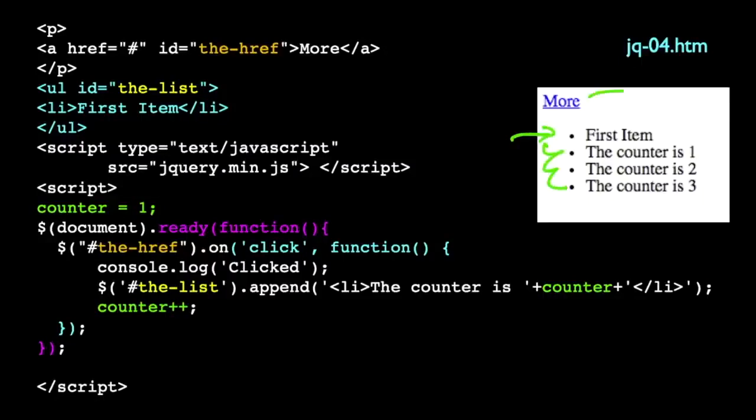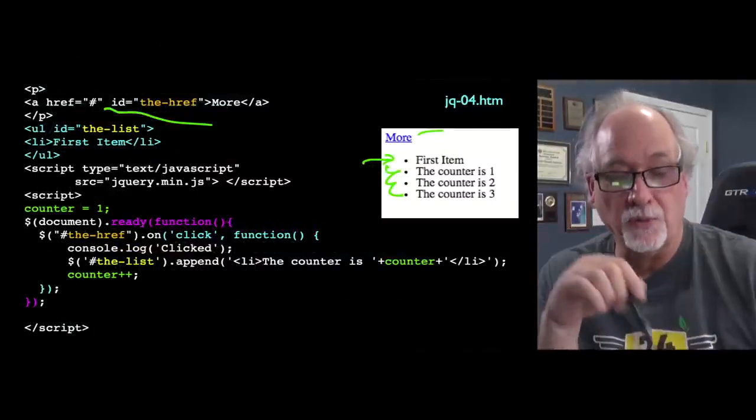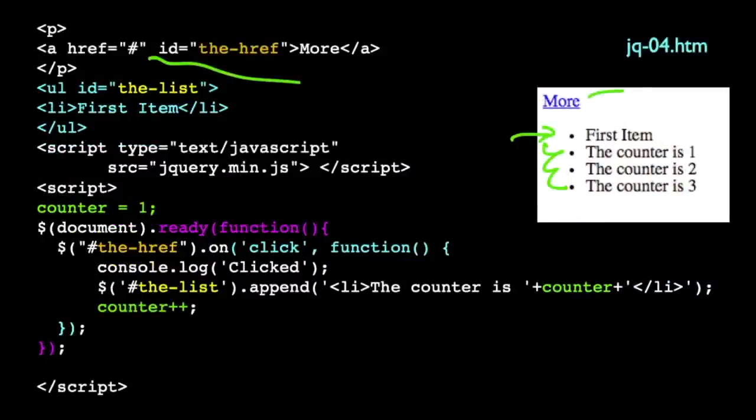And we're just going to redo it. So we're going to have this anchor tag. Now you'll notice I'm not saying onclick here. I'm going to show you how to do that in a more jQuery-like way. I'm just leaving it alone. But I am giving it an ID so I can get my hands on it later.